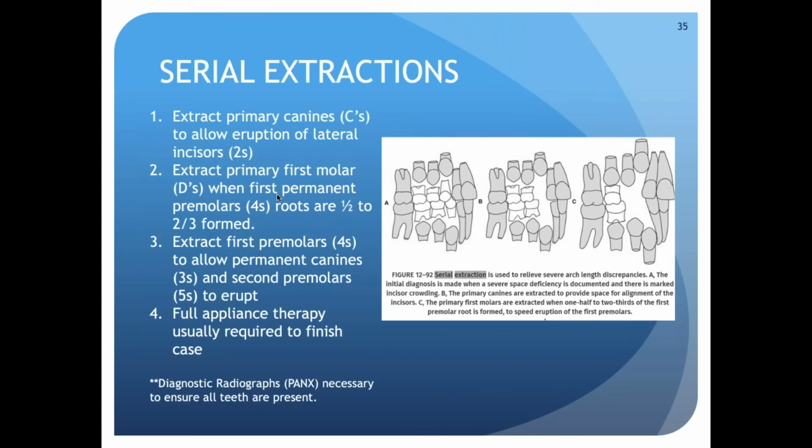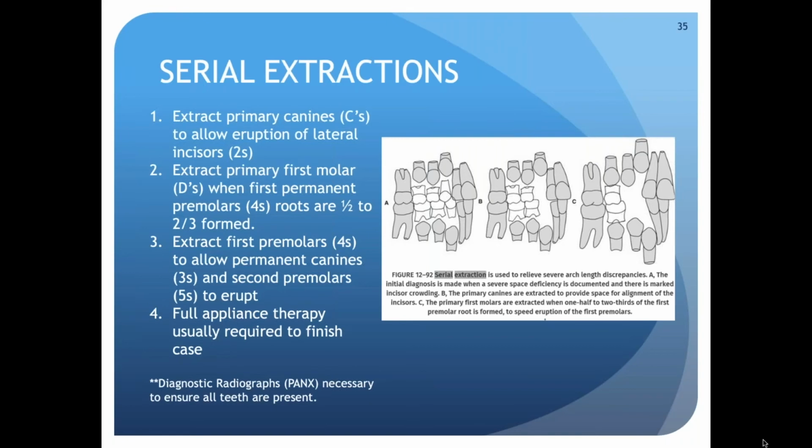So this is kind of the steps. I'll briefly cover these, but we're going to pull out our primary canines, our Cs, early to allow for our permanent lateral incisors to come in first. Next, we're going to extract that primary first molar as soon as the first permanent premolar's roots are 1/2 to 2/3 formed. So we need to make sure that we have permanent premolars. Once those roots are at that point, we know we still have some eruptive force. We're going to extract that primary molar to speed up the eruption of those premolars.